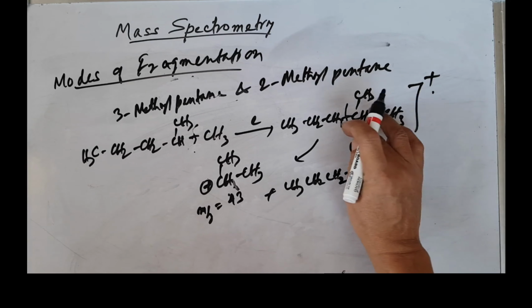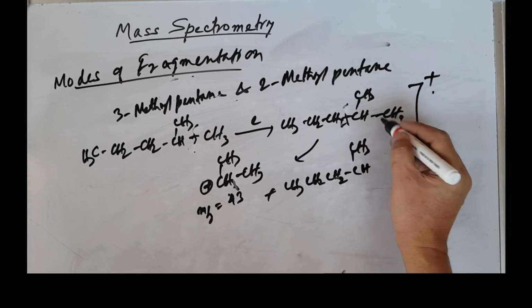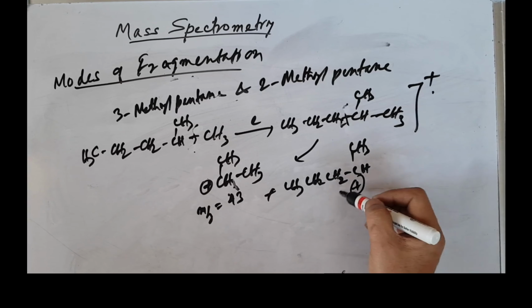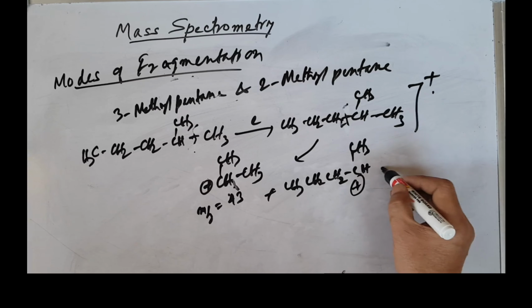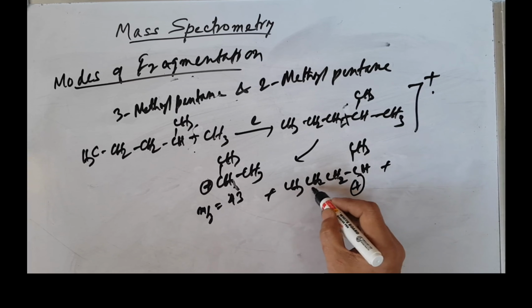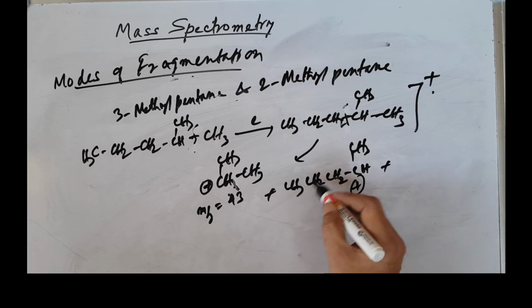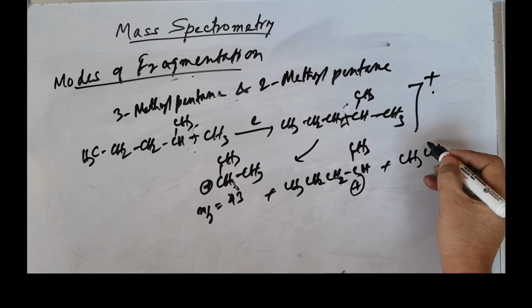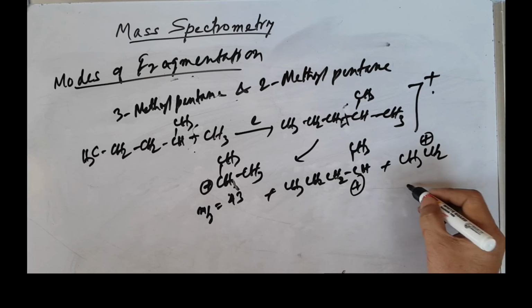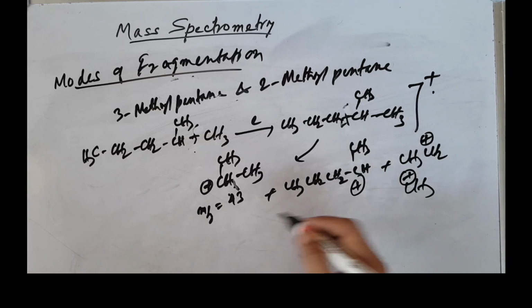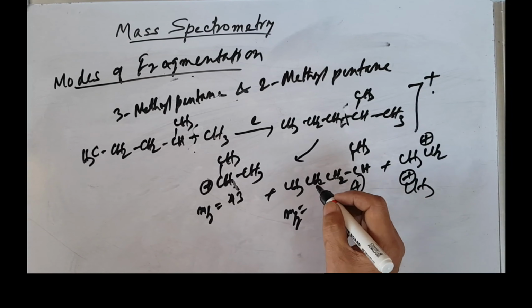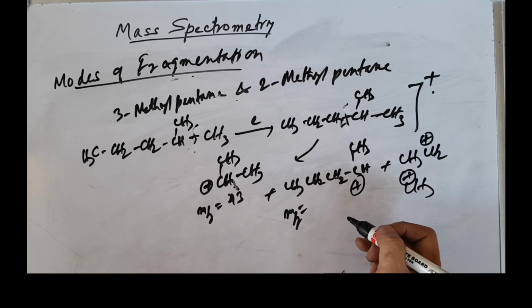So here fragmentation takes place, and you get a positive charge here. Another one can be lost here also. This can be lost, and this can be lost. Like the earlier one, you can have CH3, CH2 positive and CH3 positive. So all these fragmentations, with m/z values such as C5H9 and C4H9.